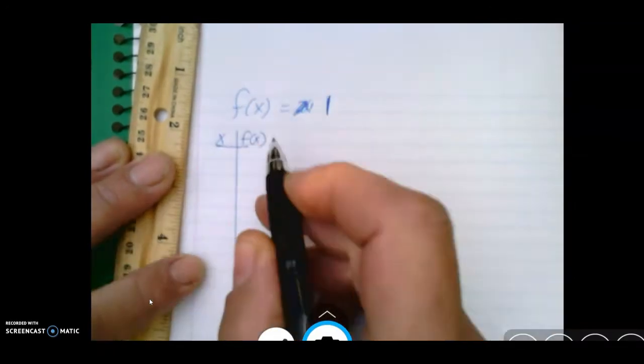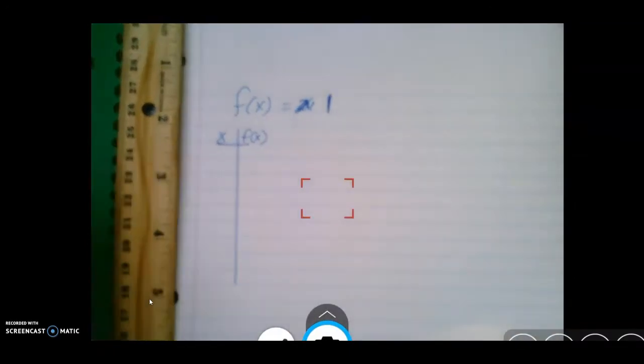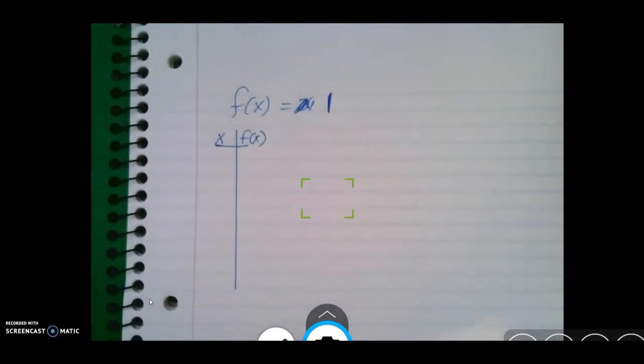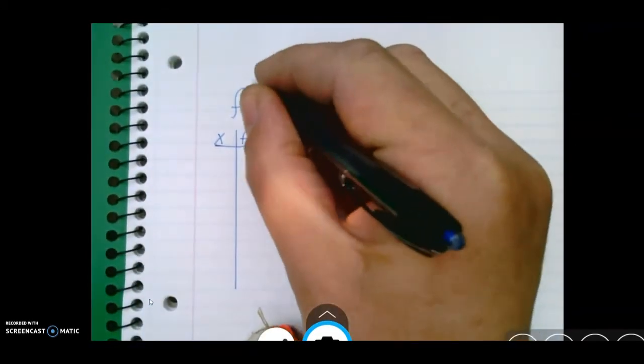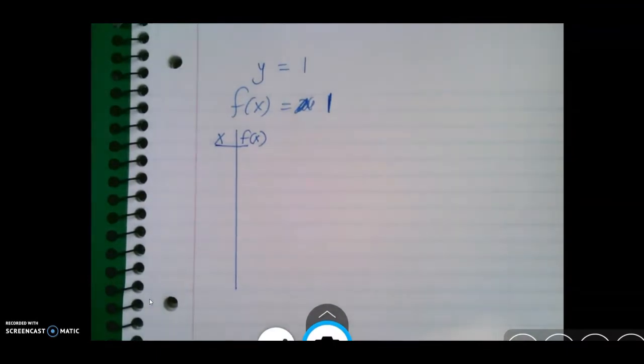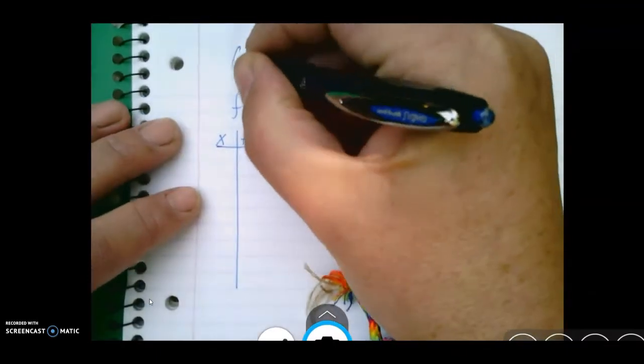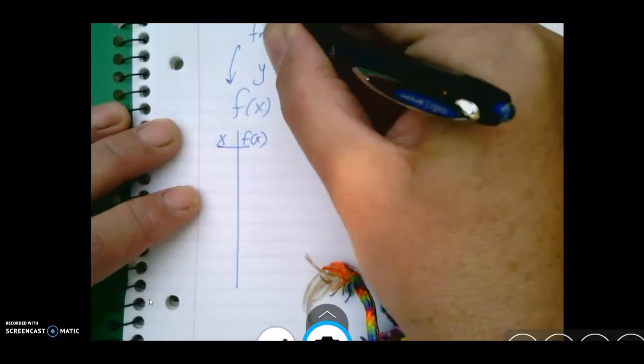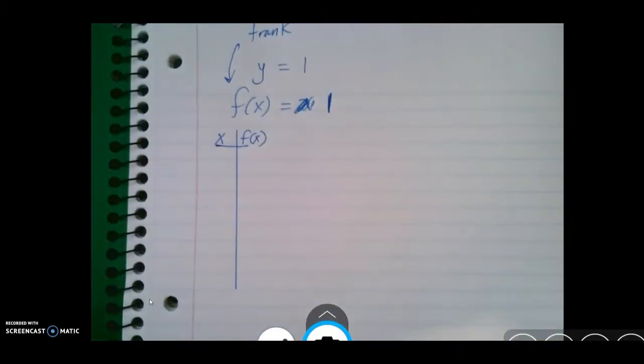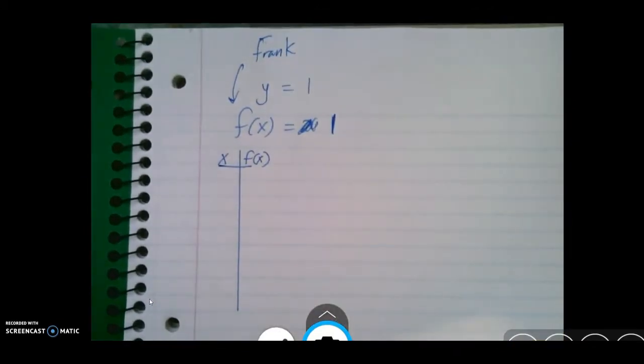X and f of x. And again, f of x is the same as y. So if you don't like it, you can change it to y equals. That's what my teacher used to let us do, and it really helped me. If you don't like it, you can also call it frank. If that seems less formal, call it frank. f stands for function, but we can also use g. It could be g of x, it could be any letter. Just want to mention that.